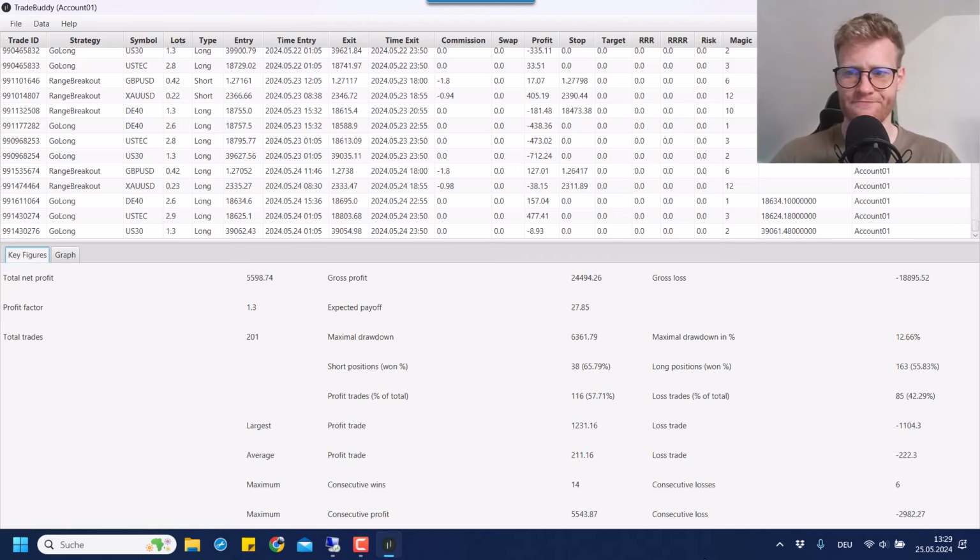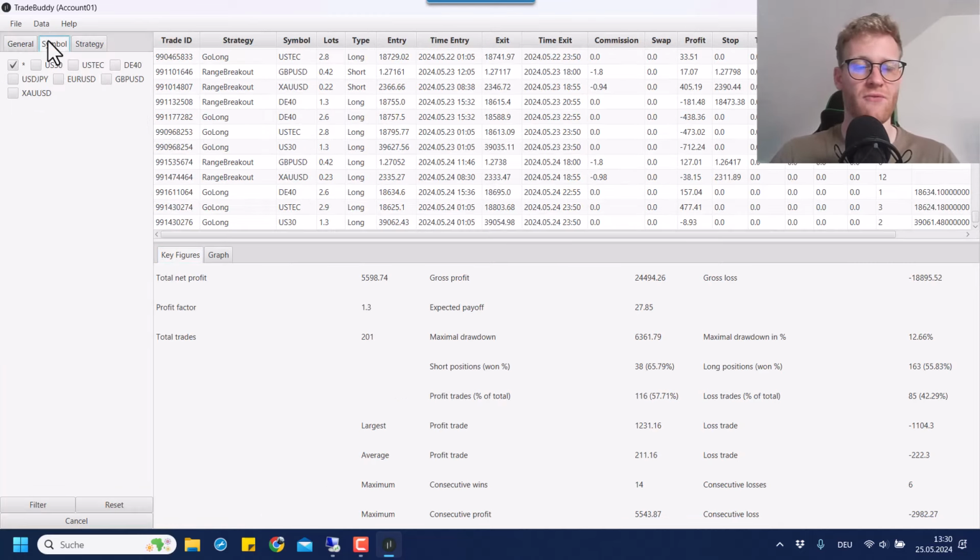200 trades now. Of course, a lot more long positions because a lot of these strategies just go long. And more profitable trades than losing trades. And also, let's have a look at the average profit trade. This is interestingly pretty close to the average loss trade. Average loss trades are a little bit higher, but on the other hand, we have a lot more winning trades than losing trades, so everything's fine. So let's have a look at the filter now.